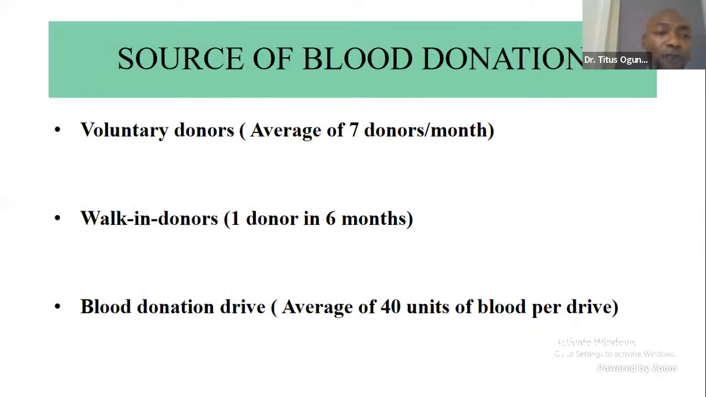Usually in voluntary donors, we have just about an average of 7 donors per month. Sometimes we could get 10, sometimes we get 5, but on the average, we get 7 donors that will walk into the hospital to donate freely without any financial benefit. However, for walk-in donors, we only have one in 6 months.